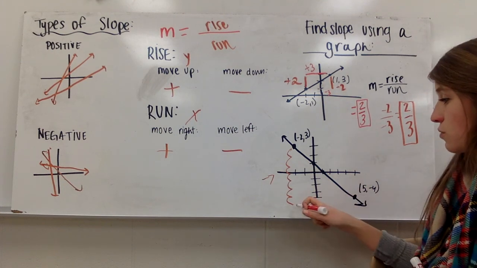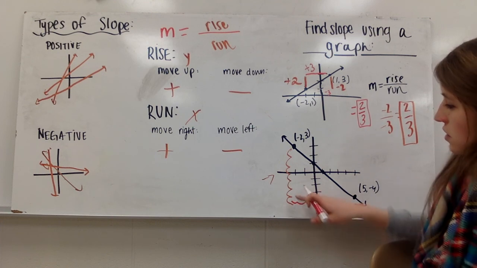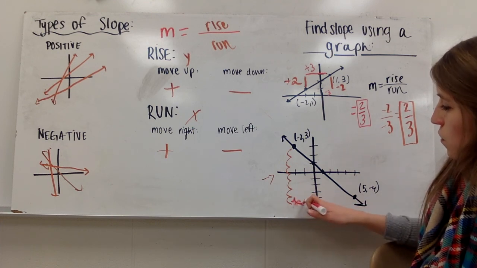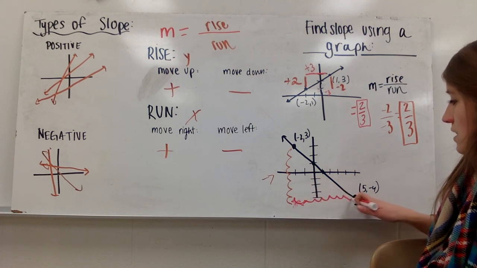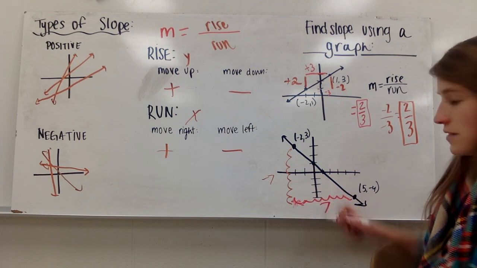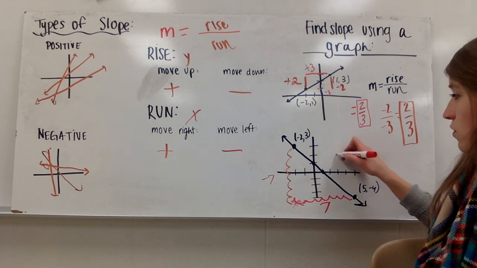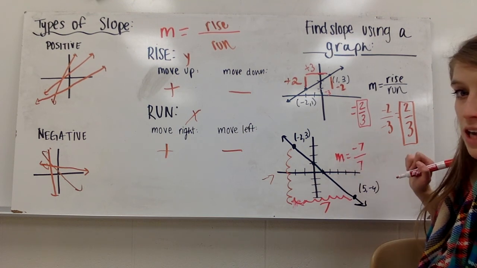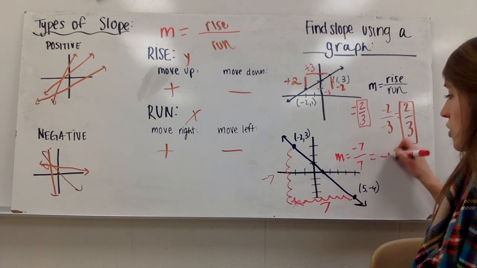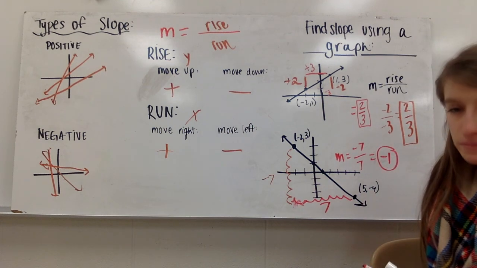I need to go to the right 1, 2, sorry, the wrong point, sorry. I need to go to the right 1, 2, 3, 4, 5, 6, 7. So that's a +7. My slope here then is rise over run again. That means it's -7 over 7, which is a slope that simplifies to -1.